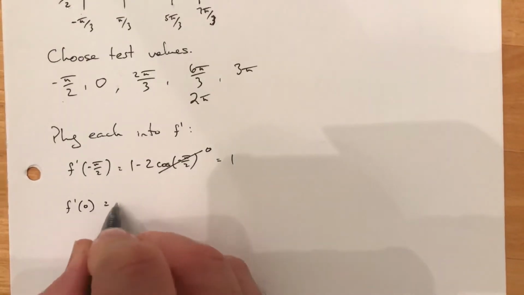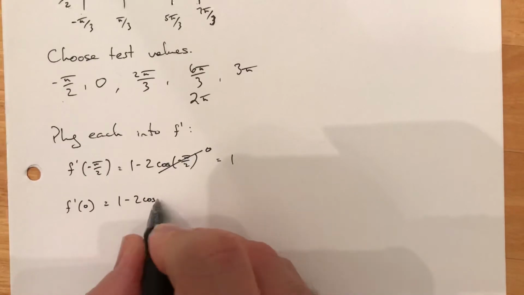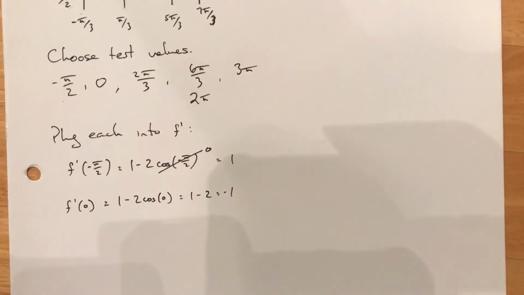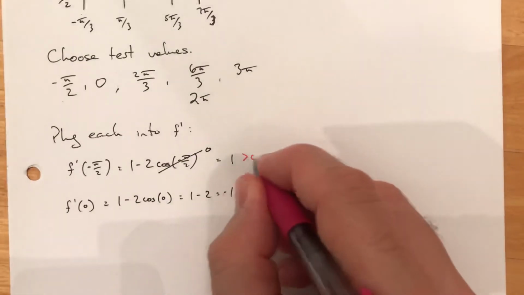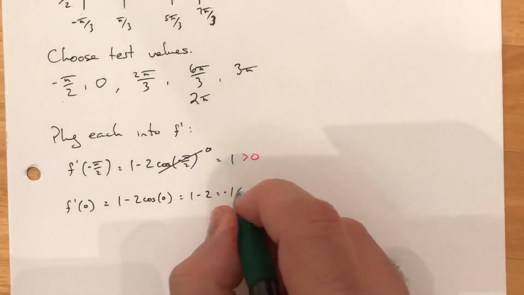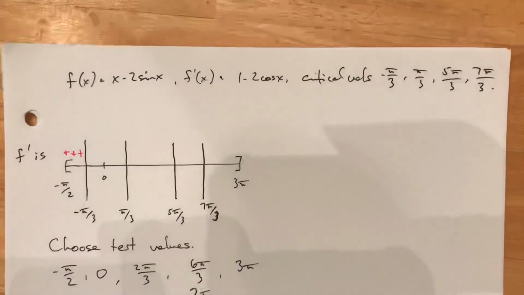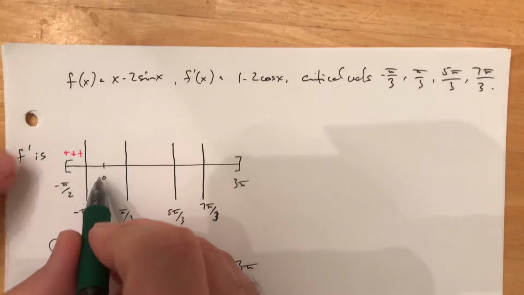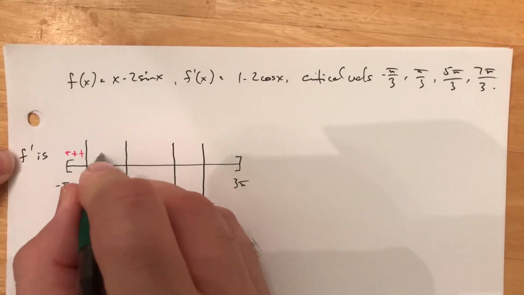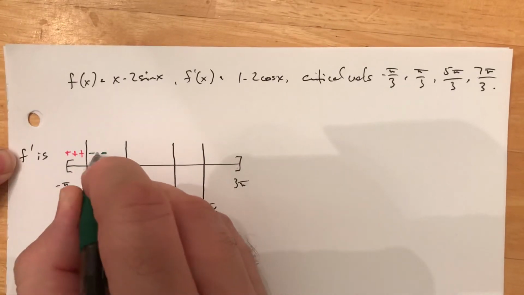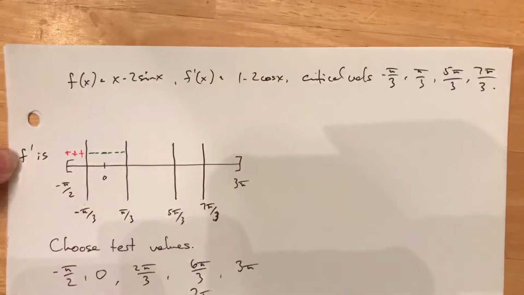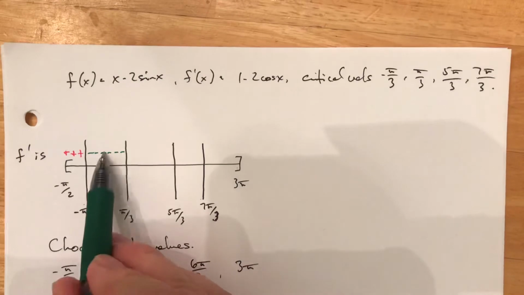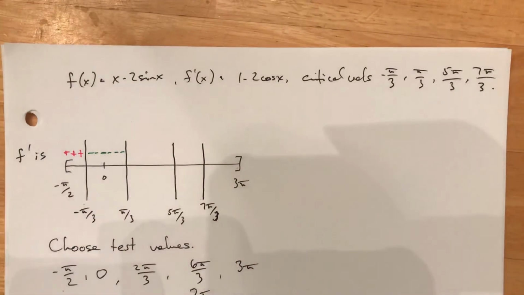F prime of 0, 1 minus 2 cosine of 0 is 1 minus 2 is negative 1. That's less than 0. We plugged in 0 to our derivative, and we got a negative number, and so we will get more negative values as we plug more values from this interval. Negative for one value means negative for all of them.